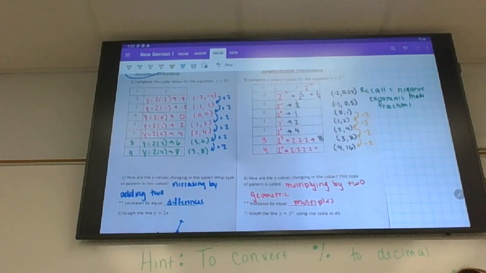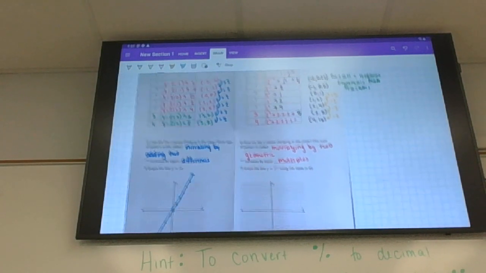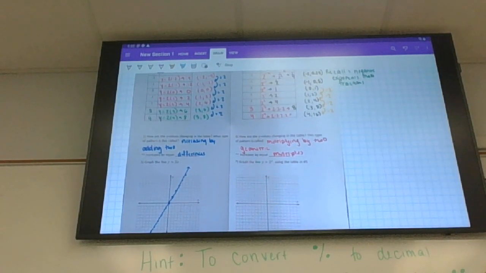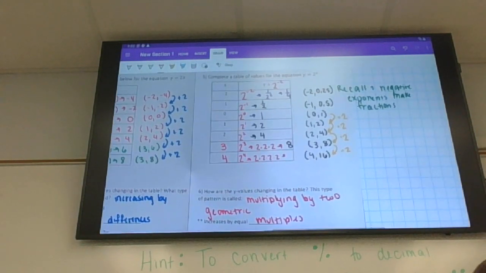Seeing these side by side is really important. Some people can learn the linear and then they learn the exponential and their brains never connect or compare the two. Can you compare the difference between adding 2 every time versus multiplying by 2 every time? That's linear versus exponential. All right, let's take a look at the graph. Does anybody need me to wait before I scroll?